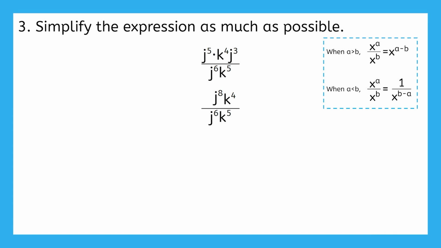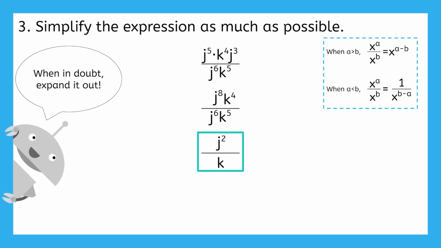According to the quotient of powers property, I can take the two elements with a base of j and subtract their exponents. The larger exponent is in the numerator, so after subtracting 8 minus 6, the final element, j squared, is in the numerator. For the k's, the larger exponent is on the bottom, so we'll subtract 5 minus 4, giving us a final exponent of 1 in the denominator. And since there's only one k, we can record it as just plain old k, making our final answer j squared over k. Remember, you can always expand the exponents to check your work.